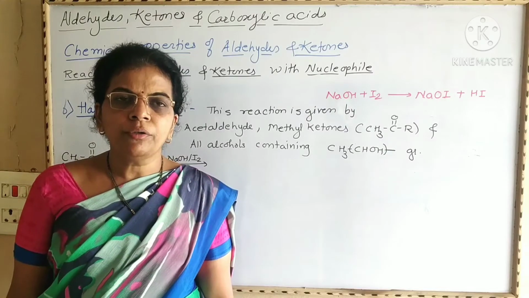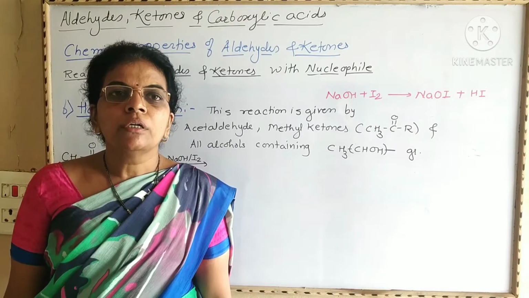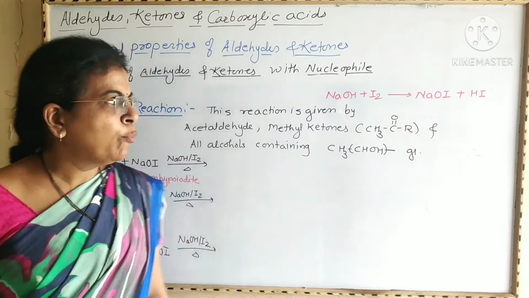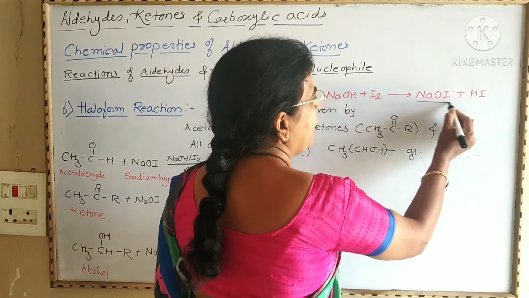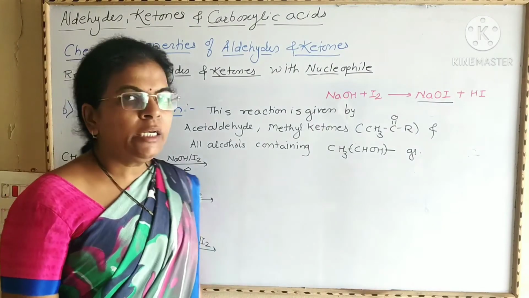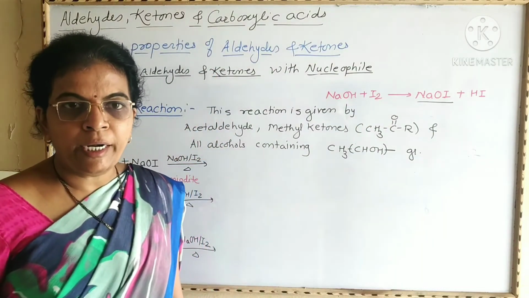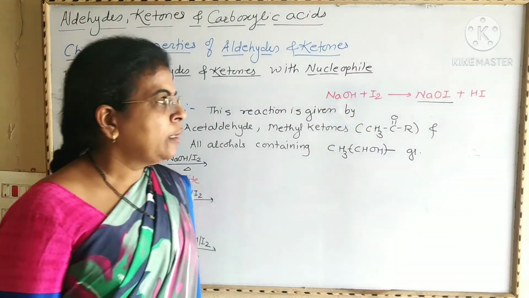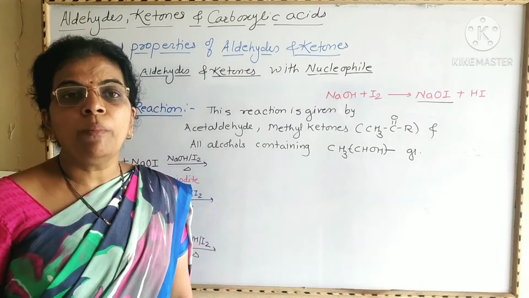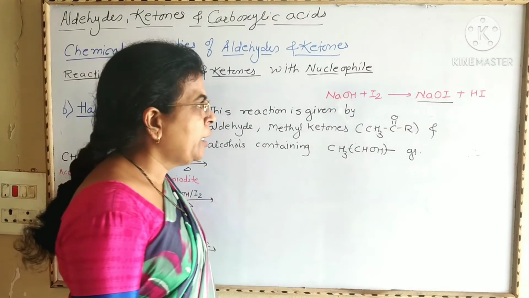Next reaction we are going to see is reactions of aldehydes and ketones with sodium hypoiodide. Now here sodium hypoiodide is NaOI, and when NaOH, that is sodium hydroxide, is treated with iodine molecule, then formation of this sodium hypoiodide takes place. The color of this sodium hypoiodide is yellow, that is yellow precipitate of sodium hypoiodide is formed in the reaction mixture.